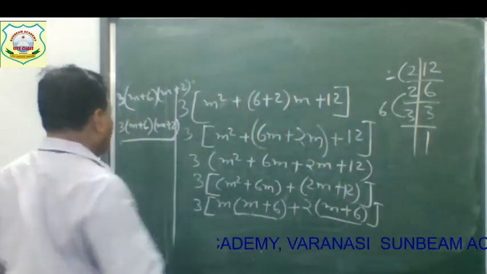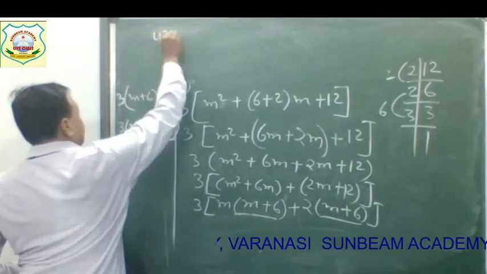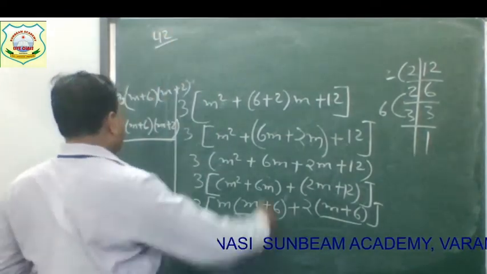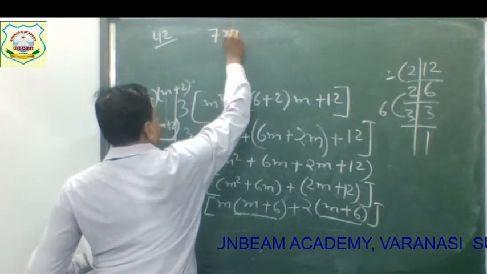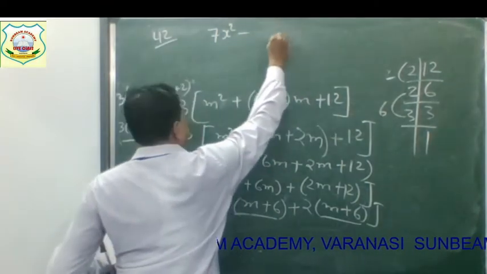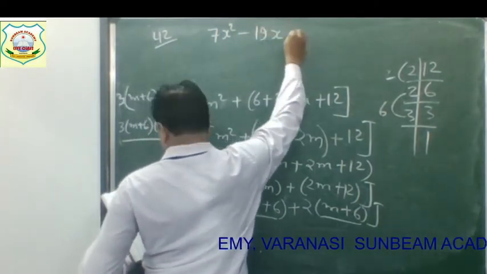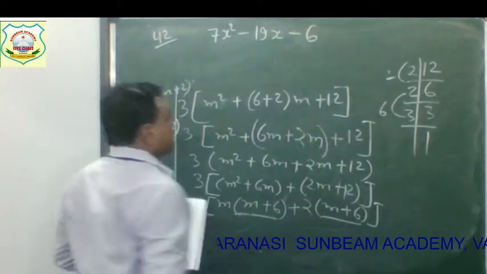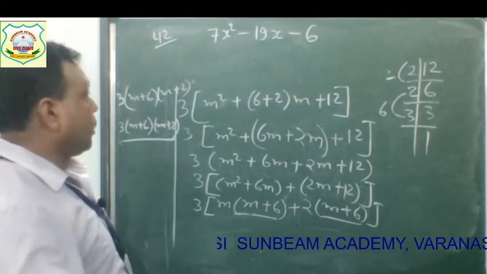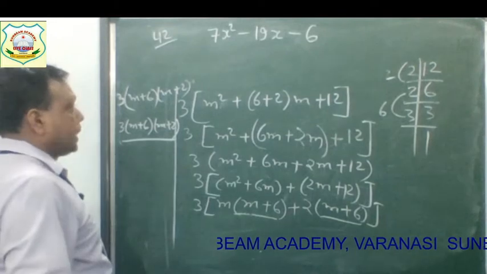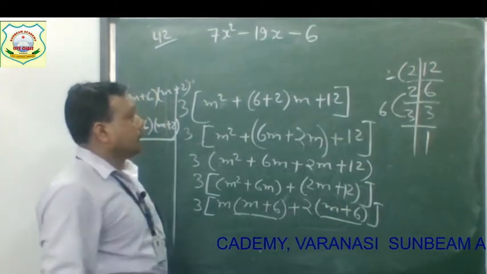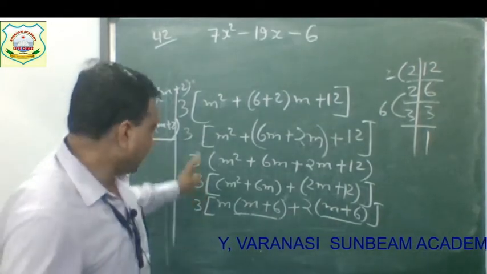Question number 42 is given here: 7x squared minus 19x minus 6. What should we take common? 7x squared minus 19x minus 6. We will do the same as before. I think everyone has noted.